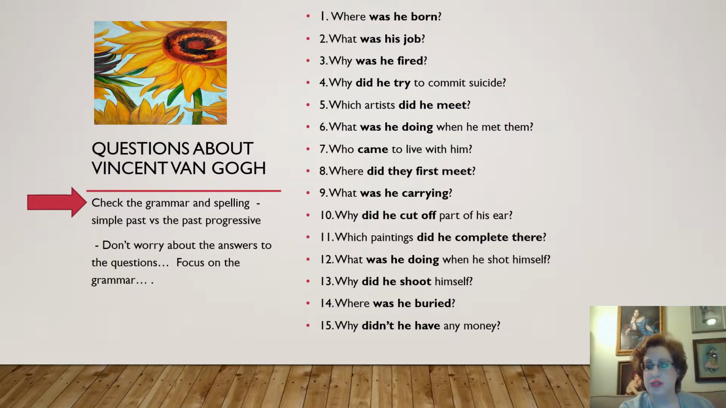And then elicit student responses. Call on students, and write the questions on the board, or on the screen if you have a smart classroom. And be sure to instruct the students, don't worry about the answers. We're just focusing on question formation, the differences between simple past and the past progressive. So number one, where was he born? What was his job? Why was he fired? And so on.